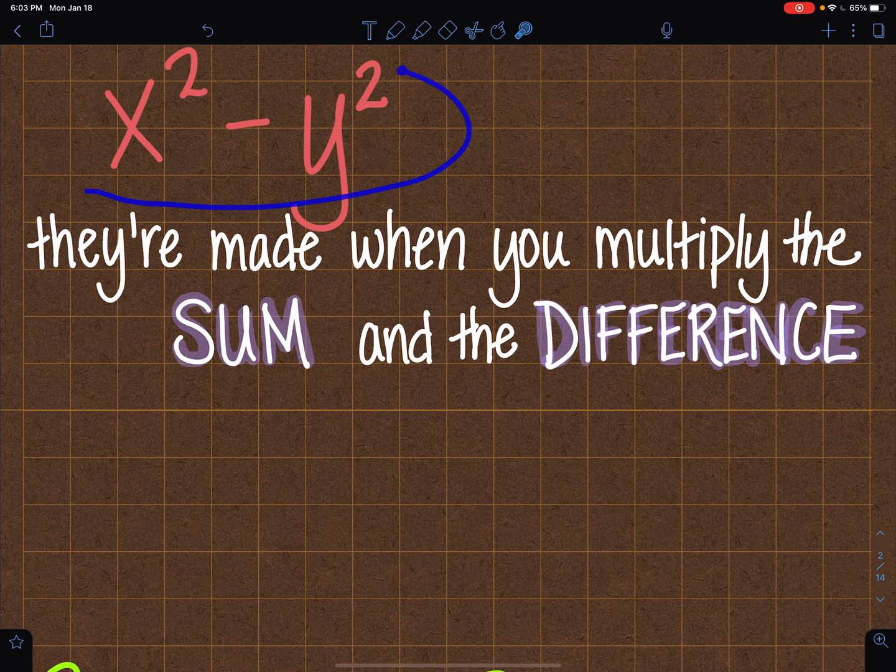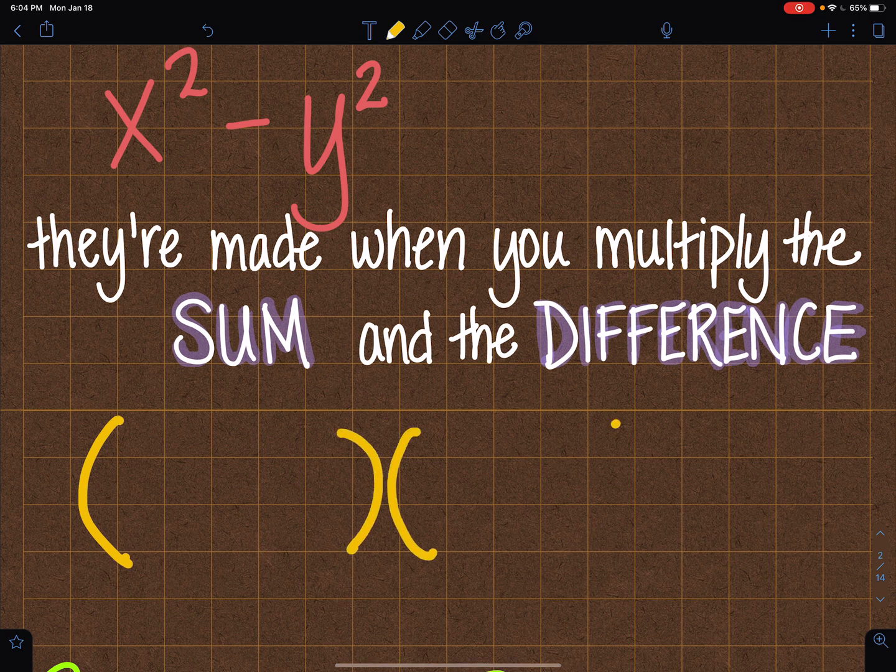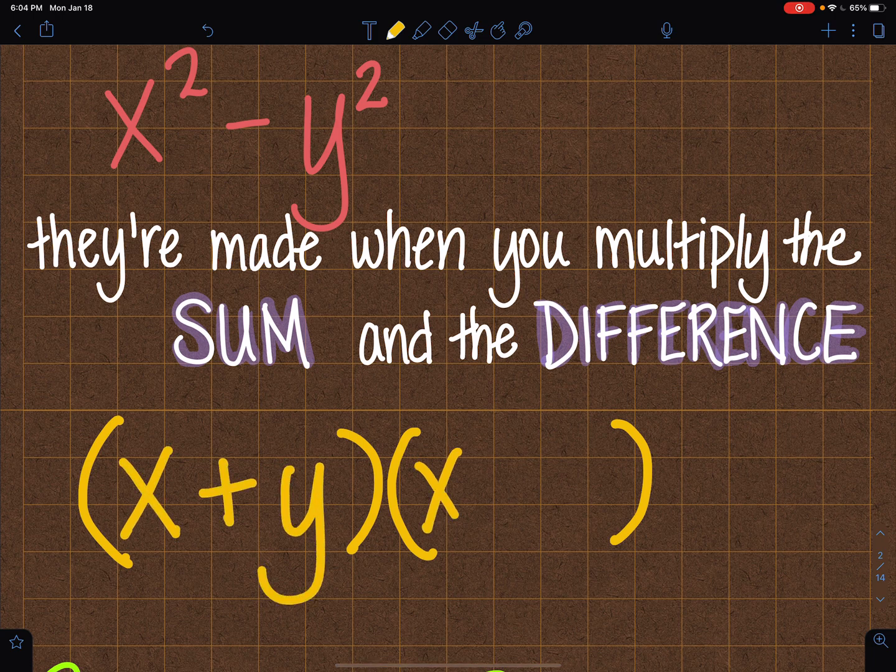Okay, so here is the binomial that we're going to factor: x squared minus y squared. If they say on a test, factor x squared minus y squared, all you do is you make your two parentheses. Here's the shortcut. You do x plus y and x minus y.